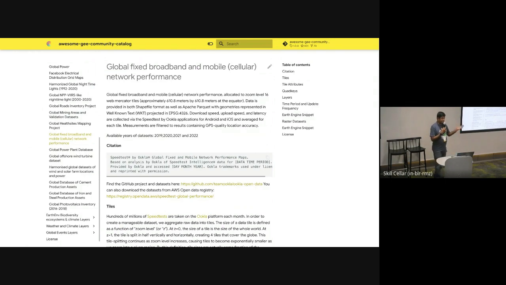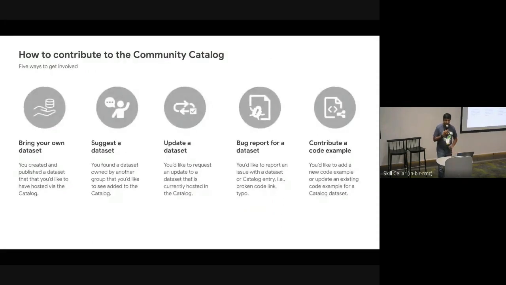How to get involved? It's a community project, so everyone is invited. If you have your own data set that is publicly available, that you have generated and you want to add to the catalog, you can go to the catalog. There's a section where you can send a request. If you just find a data set that you say, this is a great data set, I wish it was there in Earth Engine, you can file a request. Sam is usually very quick in doing this.